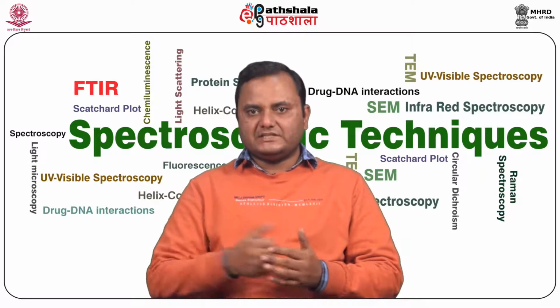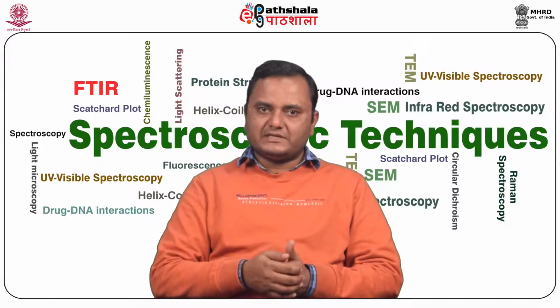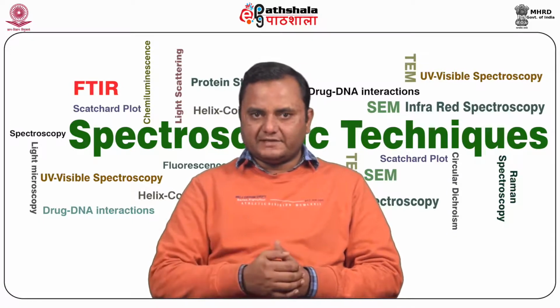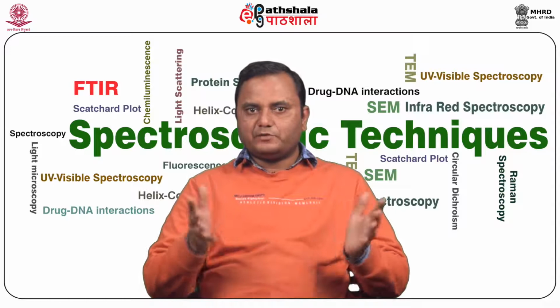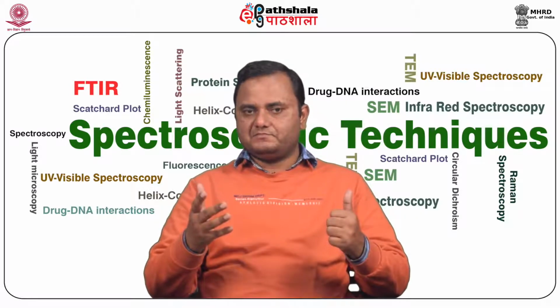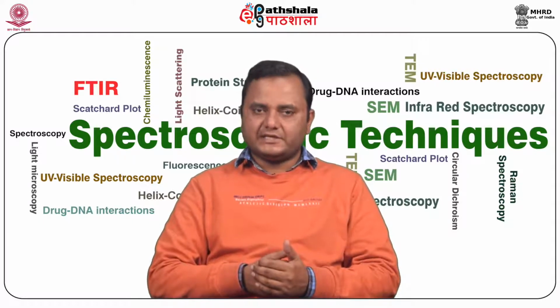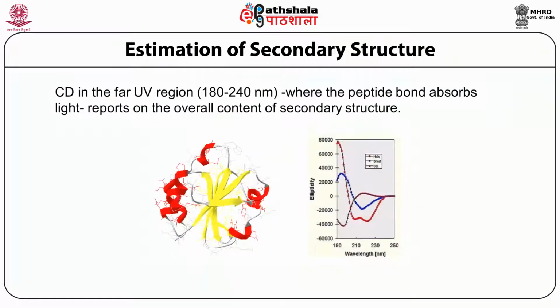That's the major peak in the UV spectrum, and the ellipticity value is around 100 per mole per centimeter. For the pi to pi transition, it is at 190 nanometer, and this information is used for the estimation of secondary structure content of a protein. In slide number 24, we discuss how CD is used for the estimation of secondary structure of a protein.